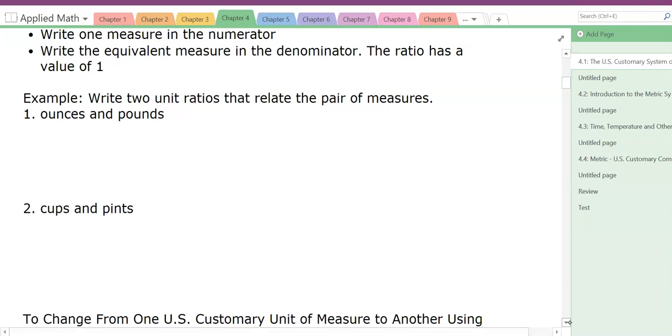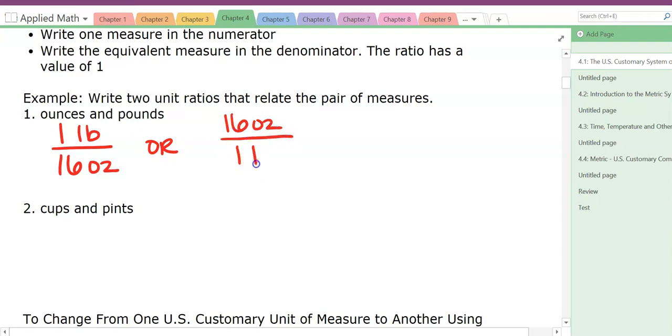For the first one, they want us to do ounces and pounds. If we go back up to the top and look for ounces and pounds, it says that 1 pound is the same thing as 16 ounces. So one way we could write that is 1 pound over 16 ounces. Or you could say 16 ounces is the same as 1 pound.